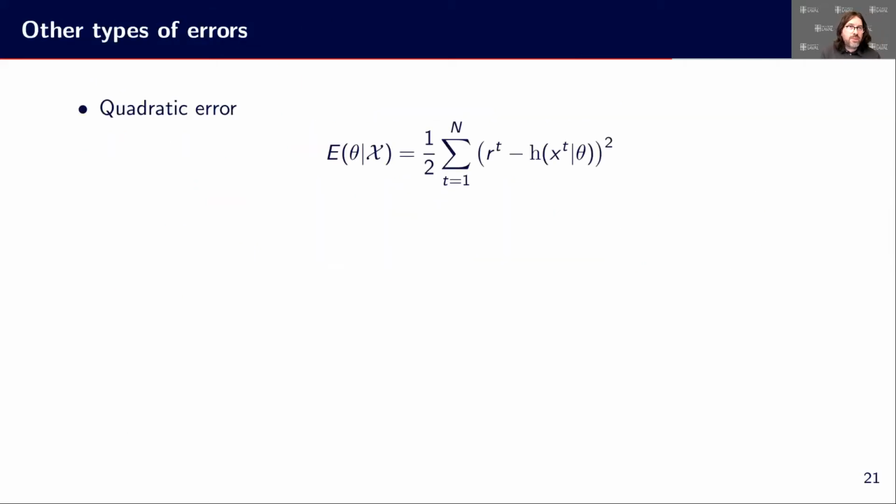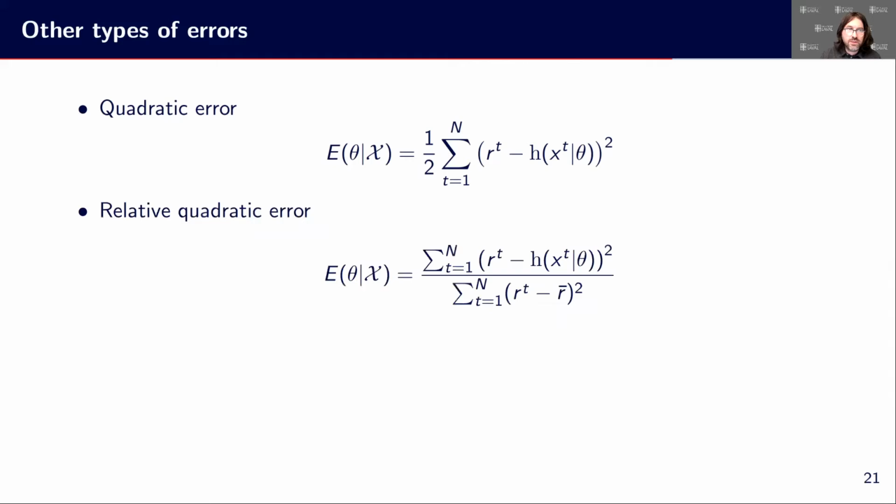There are also other types of errors. We have the quadratic error here. So this is what we saw so far. This is the basic one that we use for our developments. But we also have something called the relative quadratic error. This is basically the same, but normalized according to this term at the denominator. So we have this summation of RT minus the mean R, so R bar here. This is one way to do this. It gives us some interesting properties in terms of normalizing, getting an error that is relative.